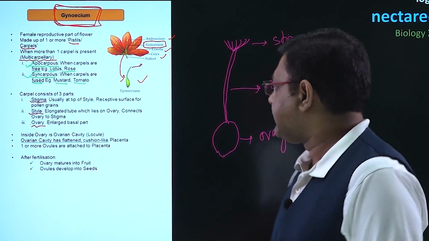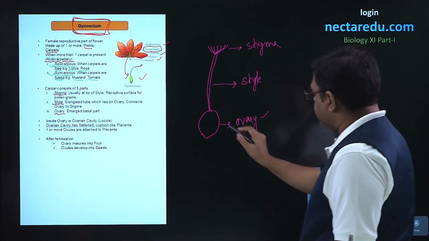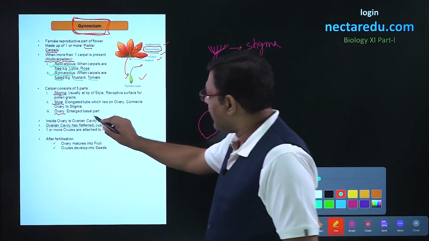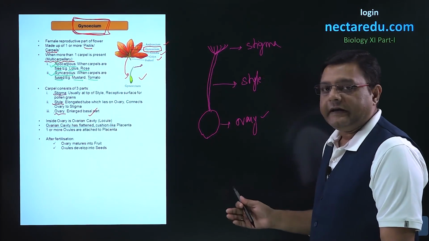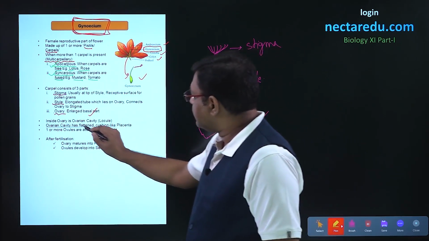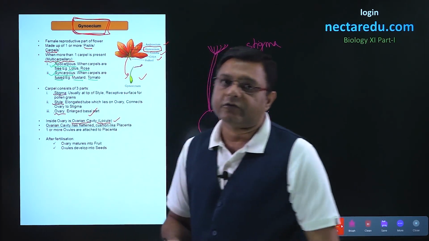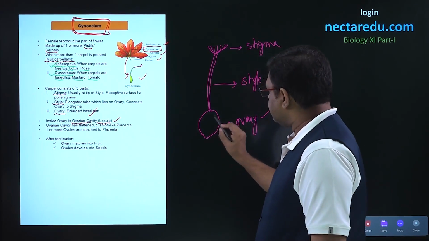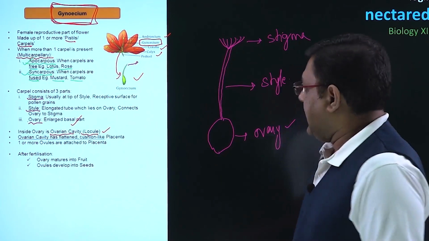After this, we will try to understand the structure of the ovary. So this swollen part we called the ovary. Now inside the ovary there will be a cavity. The cavity inside the ovary is called the ovarian cavity, and we also call it the locule. So this particular cavity inside is the locule.